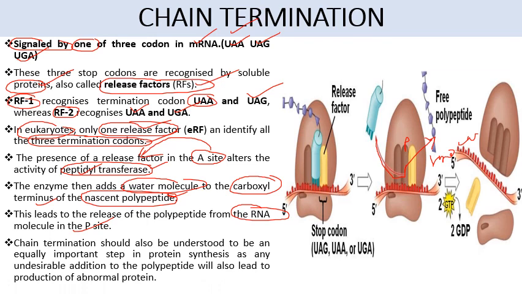Chain termination should be understood as an equally important step in protein synthesis, as any undesirable addition to the polypeptide will also lead to the production of an abnormal protein. So this is a very sensitive process. The termination process is very sensitive, and before it the chain is proofread. If there is any addition of an abnormal amino acid, it can result in the production of an abnormal protein. So this was all about the translation process.